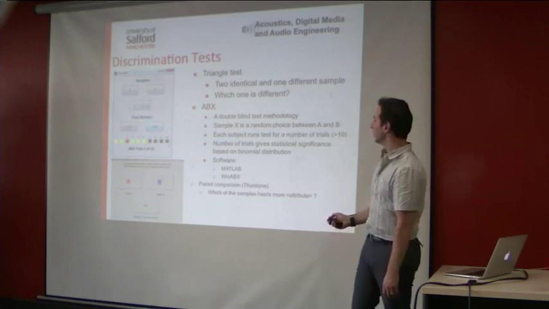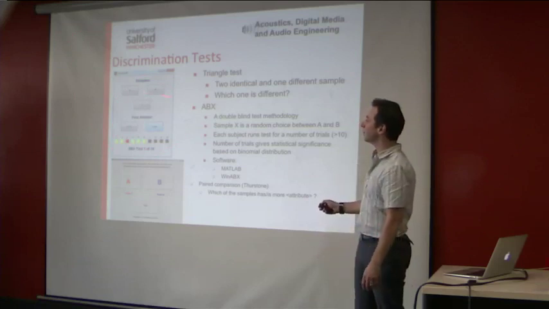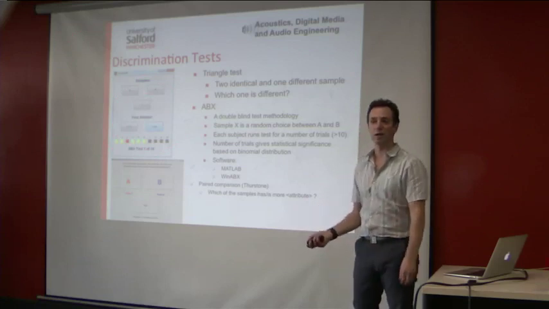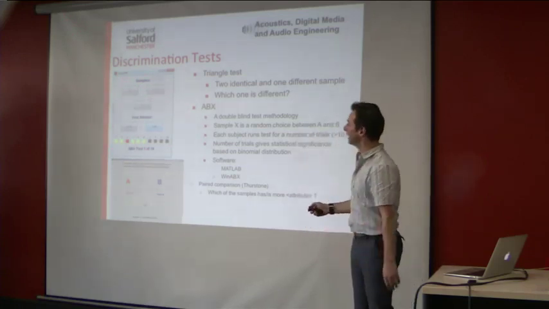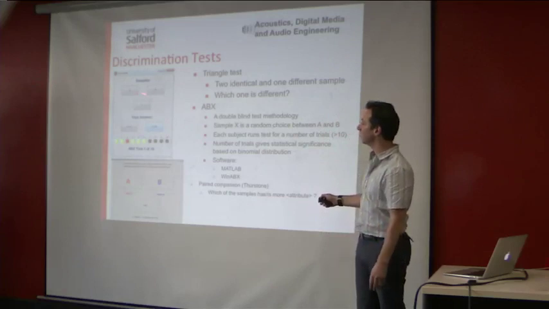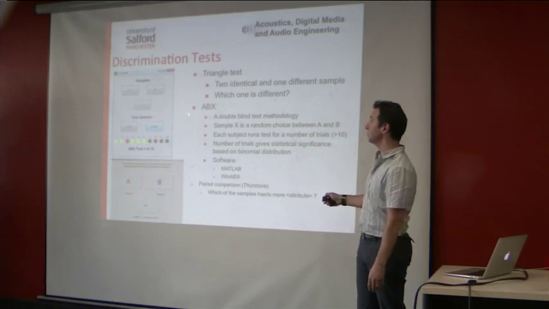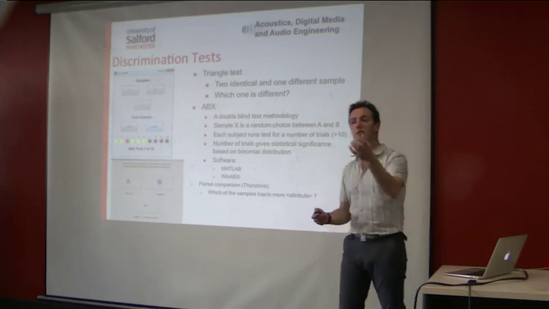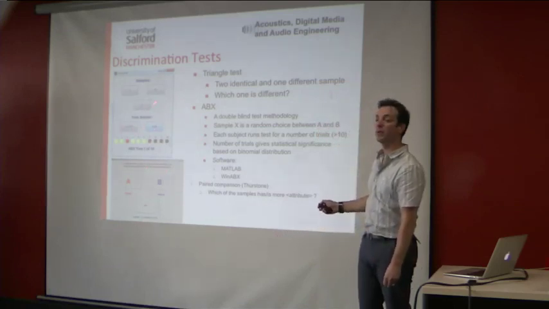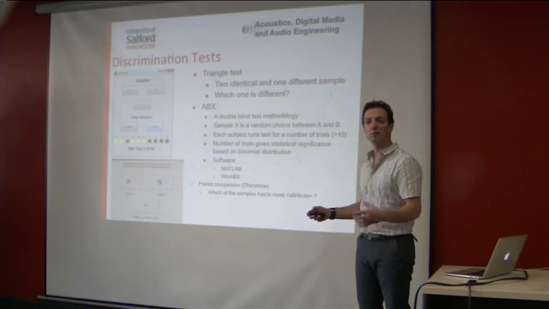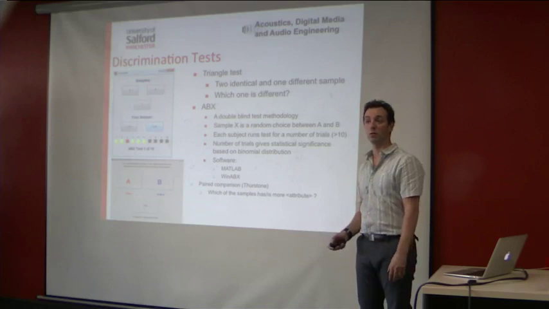ABX is really simple. What you do is you've got this little algorithm that picks up the two samples that you want to test, A and B, all right? One has been encoded, the other one has not. They've been normalized in terms of level. And then at random, it picks one of these and puts it in this button X as well. And the subject can either press A, B, or X and listen to them. And the answer you want from the subject is whether X is A or whether X is B. Now, if they give you the right answer many, many times, then you know that subjects can detect the difference between A and B. All right?